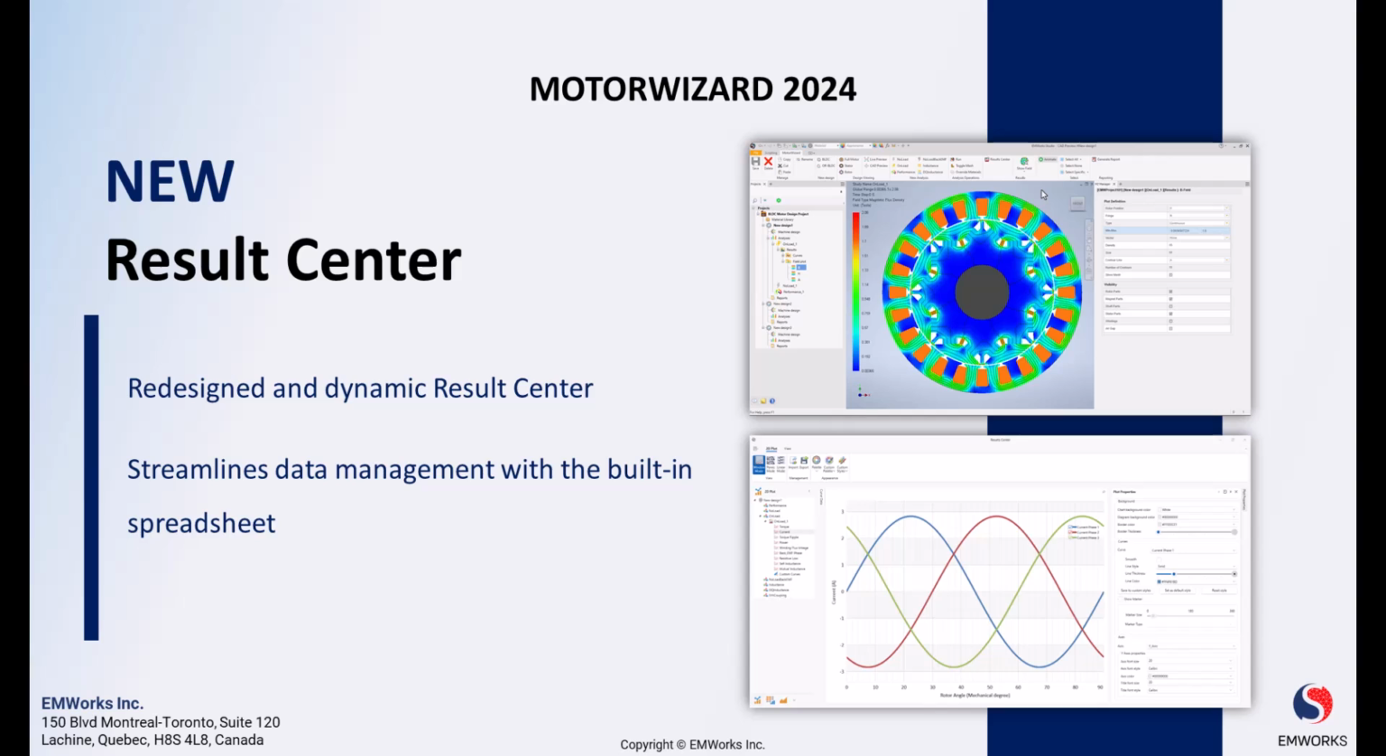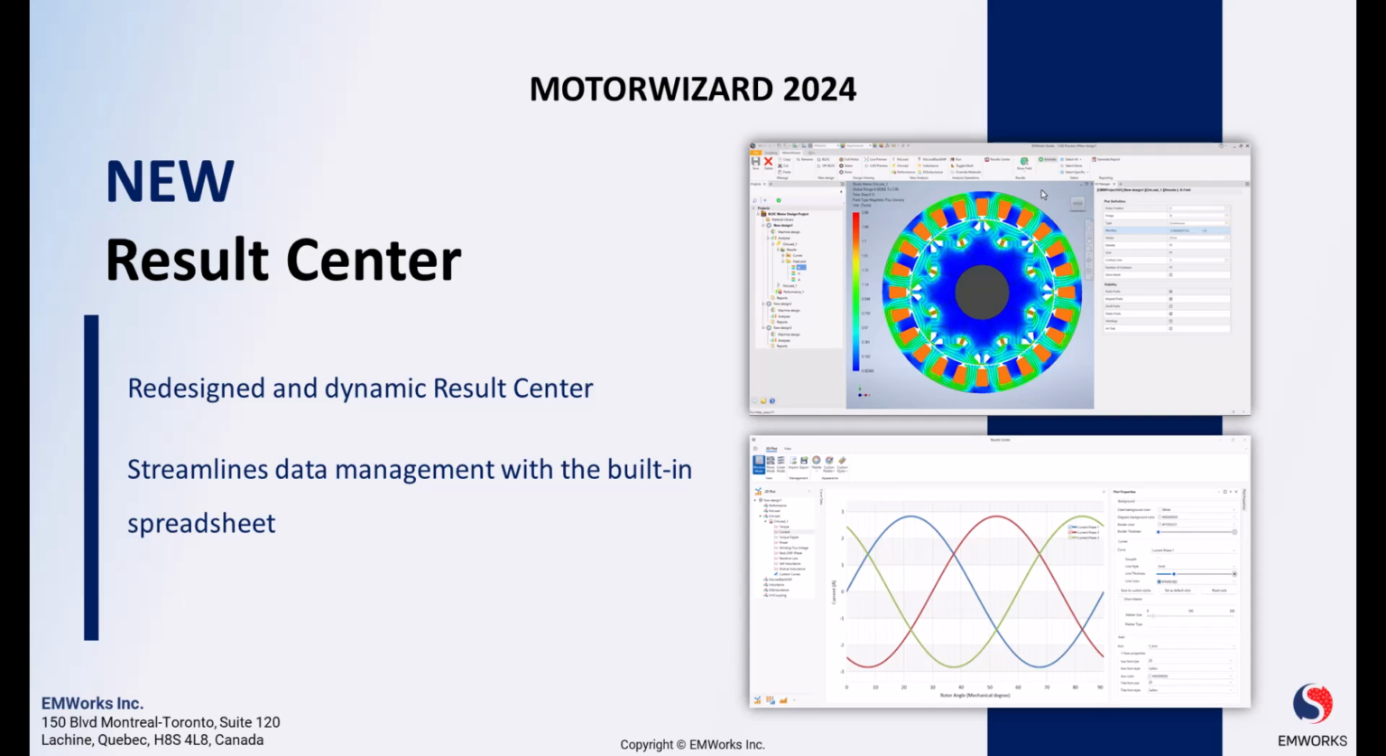In addition to performance parameters like torque, power losses, and currents, the new Results Center can also visualize detailed electromagnetic field quantities like flux densities in contour plots, vector plots, and many more. Animation support also allows you to scroll through transient results over time.